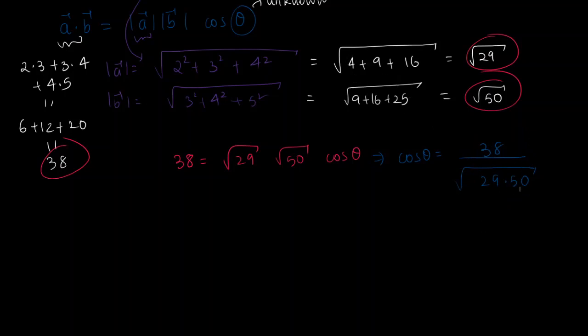But anyways, the final answer, in a nice clean form, would be theta being equal to the inverse cosine of 38 over, and you can simplify this here as well. But in the end, you would get 5 times the square root of 58, and that's the answer to the problem.